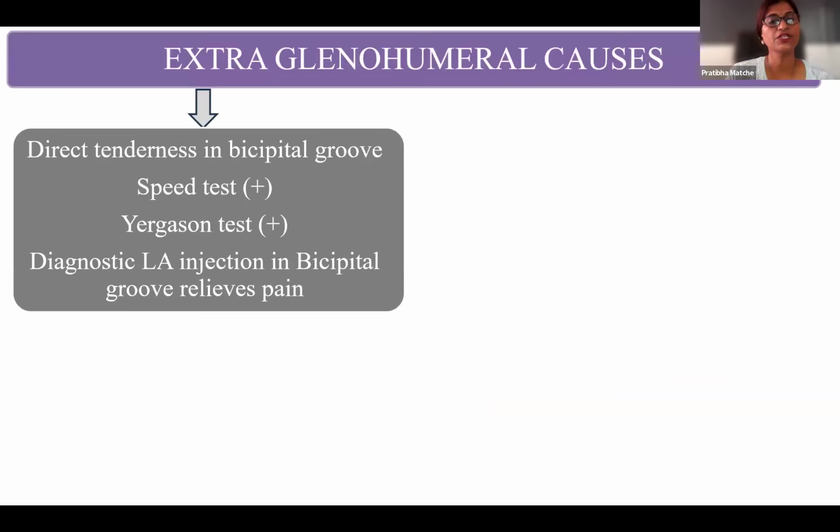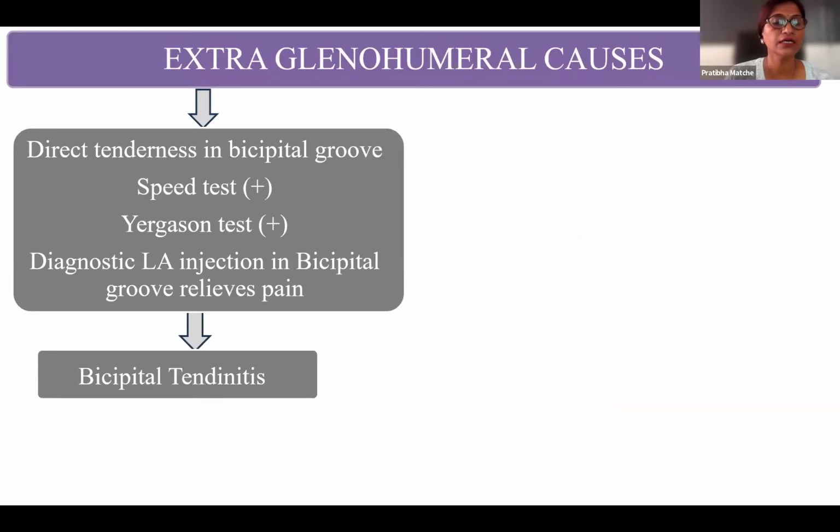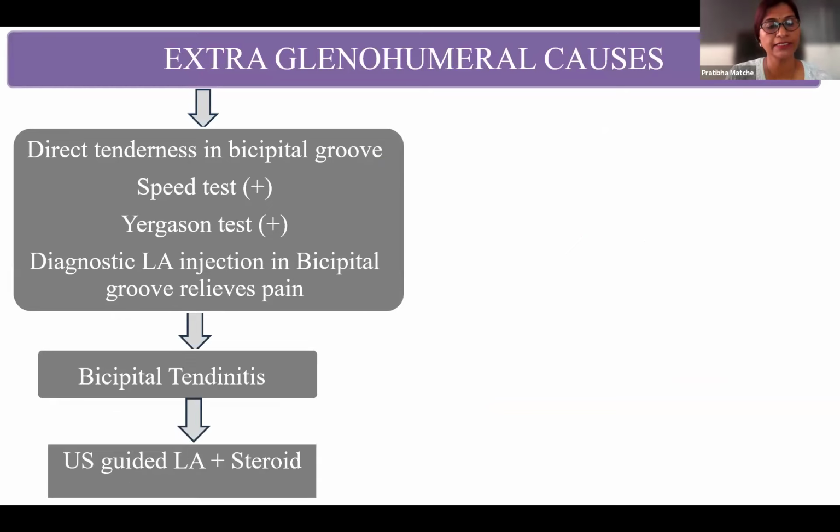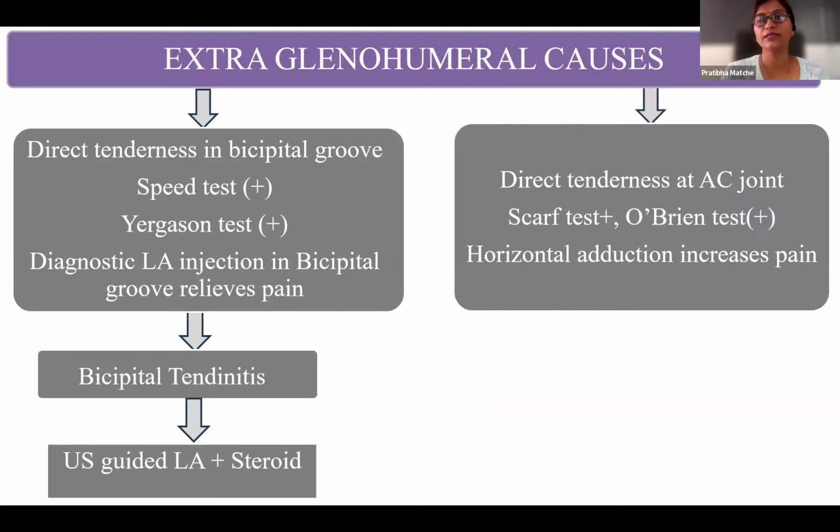If the patient has tenderness in the bicipital groove, the Speed's test and Yergason test are positive, and the local anesthetic injection in the bicipital groove has relieved the pain, then definitely the cause is arising from the bicipital tendon, mostly bicipital tendinitis. So go for a therapeutic injection using local anesthetic with steroid under ultrasound guidance.